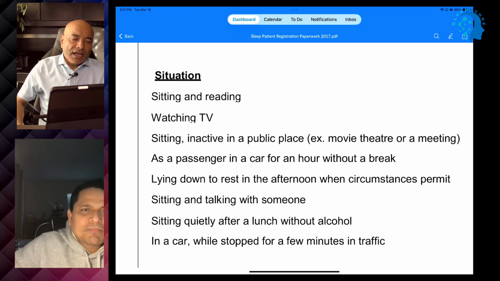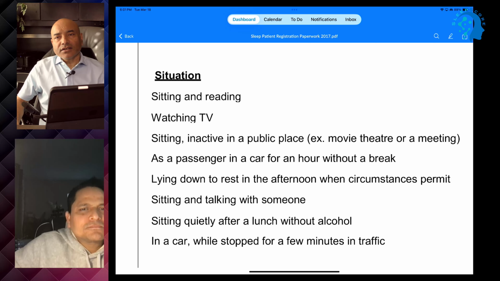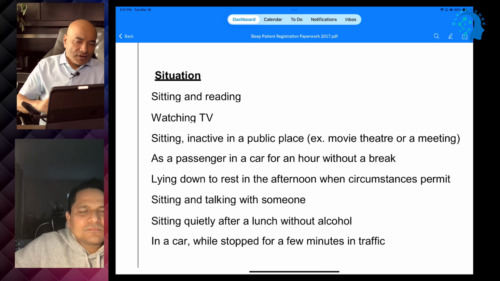Okay. As a passenger in a car for an hour without a break, that means a long drive. You are a passenger, sitting, and somebody is driving for you for hours. Do you fall asleep on the road? Yes, sometimes. So 1, 2, 2. 2. Okay.